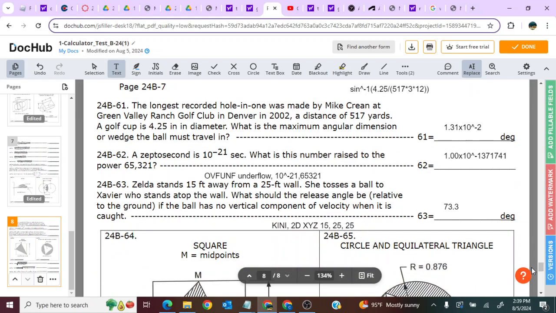61. The largest recorded hole-in-one was made by Mike Green at Green Valley Ranch Golf Club in 2002, a distance of 517 yards. The golf cup is that long in diameter. What is the maximum angular dimension the ball must travel in? I can't say I'm 100% sure why this works. I believe it has something to do with the definition of angular dimension. In any case, I've never seen a problem like this before, and I doubt I ever will again.